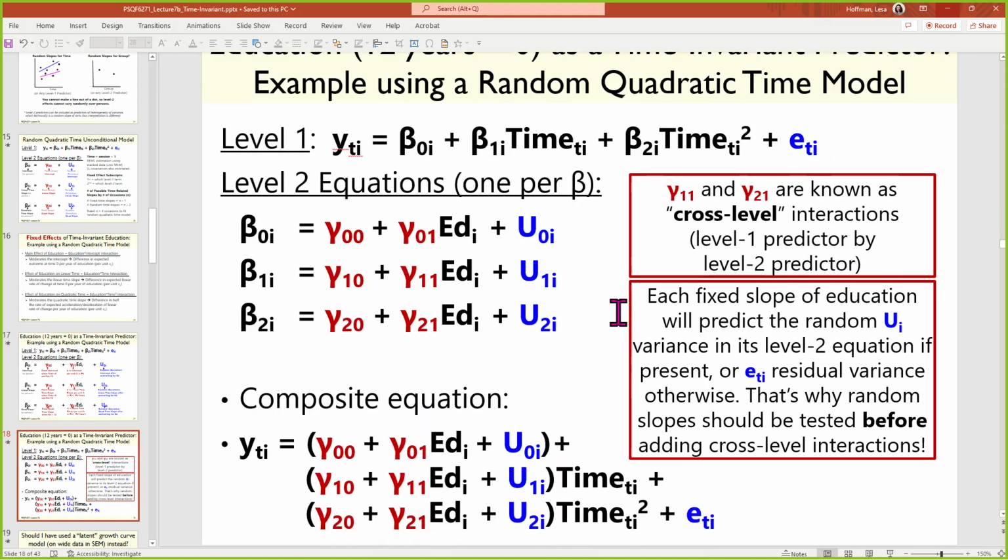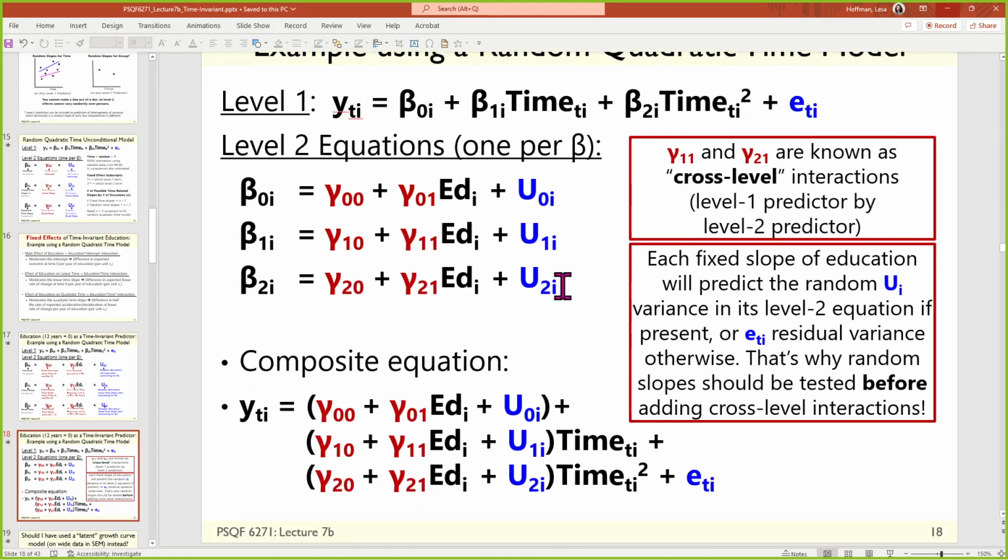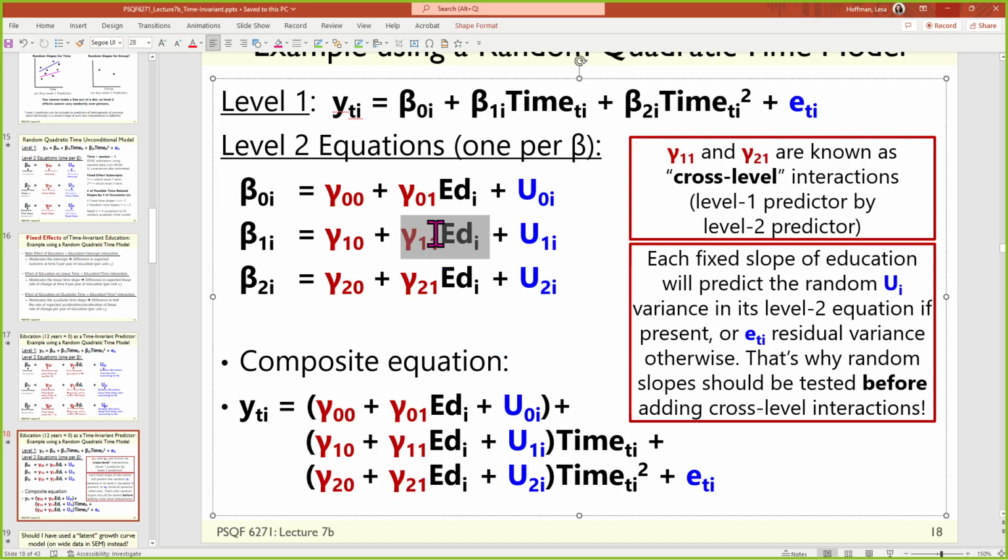So if we show it this way, this is slide 18, you can see the fact that it's an interaction more readily. So gamma 1, right here, ends up being filtered to beta 1, which ends up being multiplied by time. So the interaction of ed by time is what we're actually asking. Likewise, gamma 2 is the interaction of ed by time squared, a 3-way interaction.